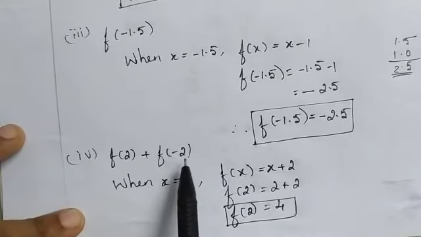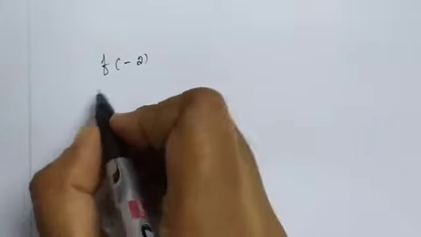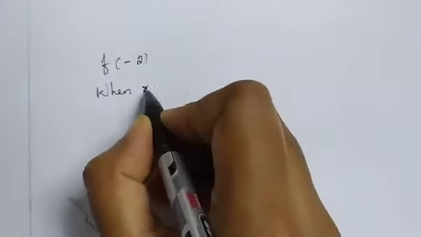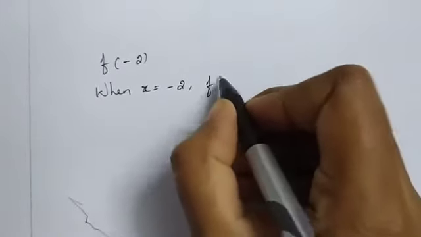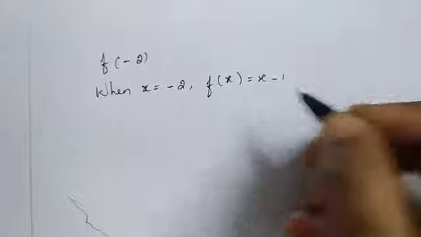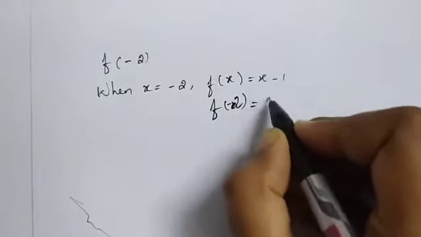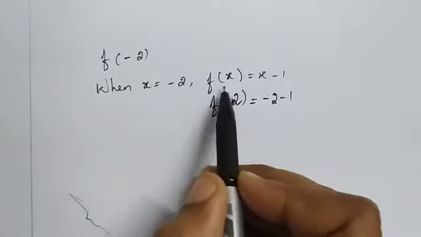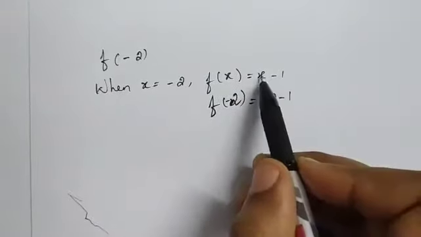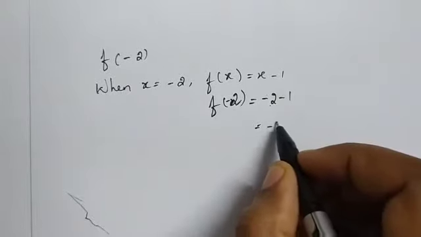Now find f of minus 2. That is when x is equal to minus 2, that minus 2 is in the third line, therefore f of x is equal to x minus 1. F of minus 2 is equal to minus 2 minus 1. In the place of x, minus 2. Minus 2 minus 1, that is minus 3.